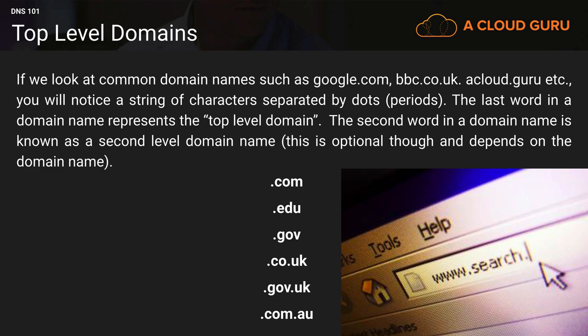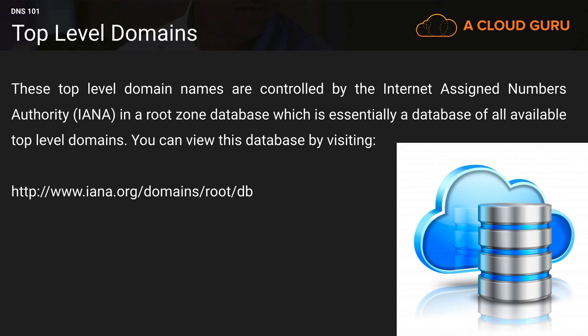Now, it's important to understand this because when we learn how DNS works, we're always going to the top level domain name, so the very last domain. So .com or .edu or .gov or .uk or .au, etc. So these top level domain names are controlled by the Internet Assigned Numbers Authority, or IANA. This is in a big database called a root zone database, which is essentially a database of all available top level domains. And you can actually go and view this database right now by going to iana.org/domains/root/db. That will show you all the top level domains. So .guru is a newer one, same with .cloud.